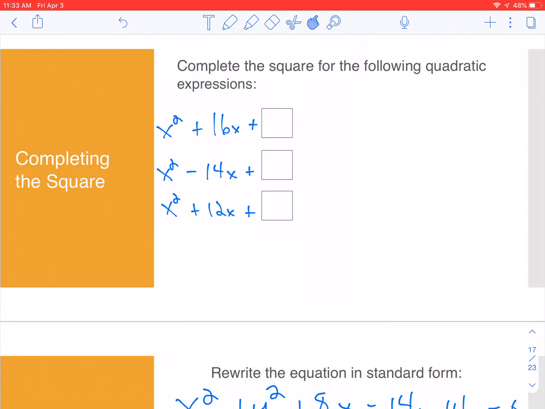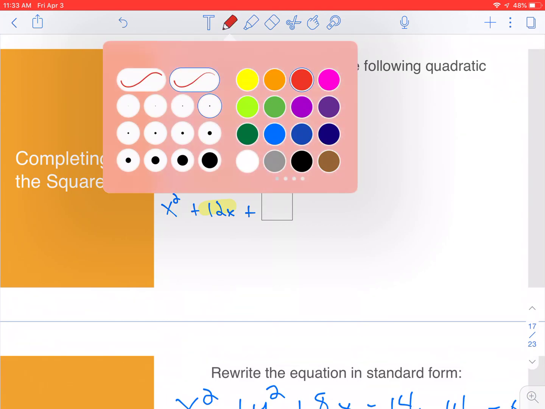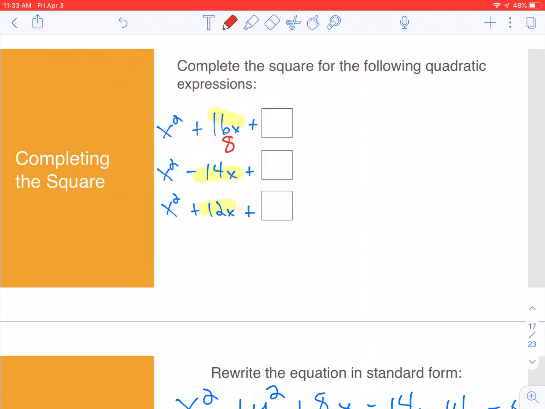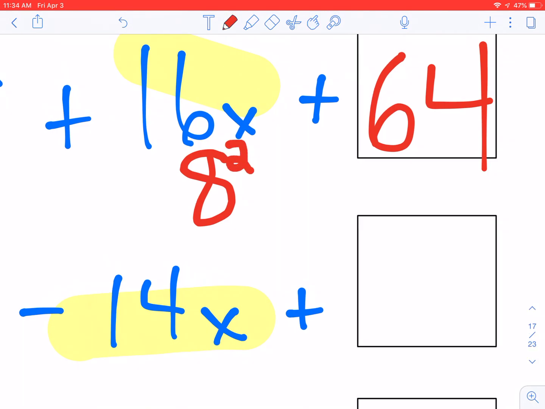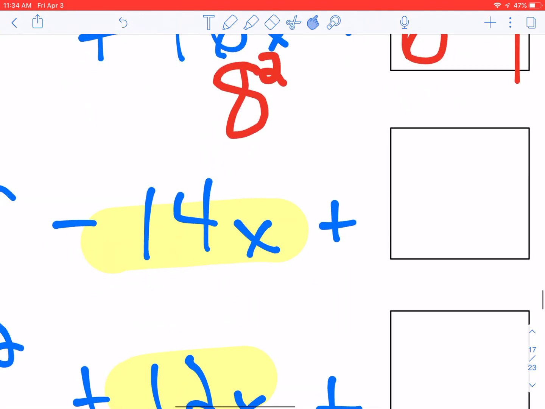Okay, completing the square. Here's how we complete the square. Our main number we're going to look at is our middle number here. What we're going to do is take half of the middle number and square it. So half of 16, I'm going to write in a different color just underneath here, is 8. 8 squared is 64. Okay, so I'm going to zoom in so I can draw a squared here. So 8 squared.